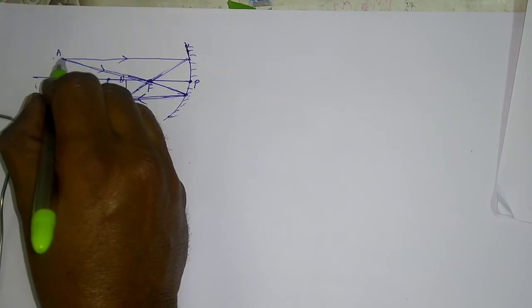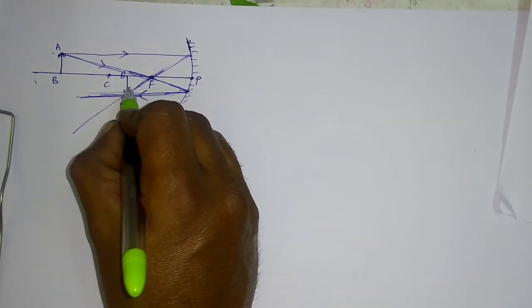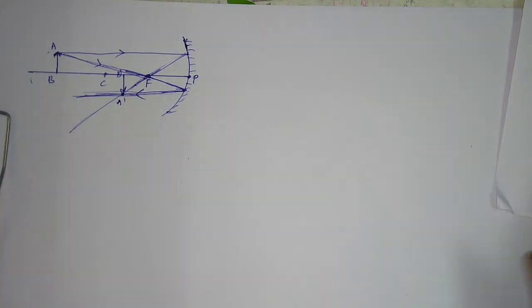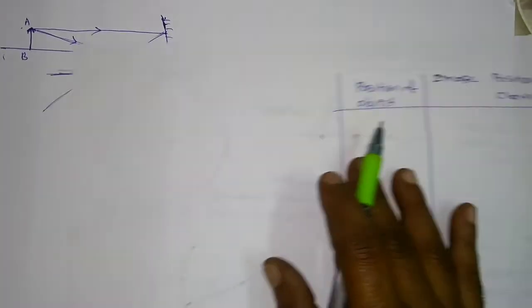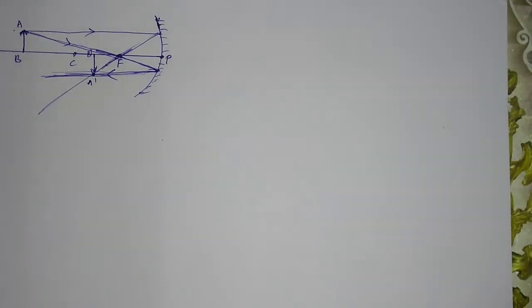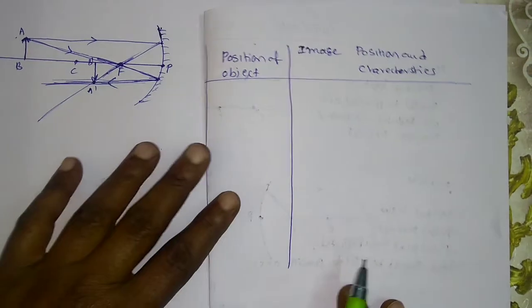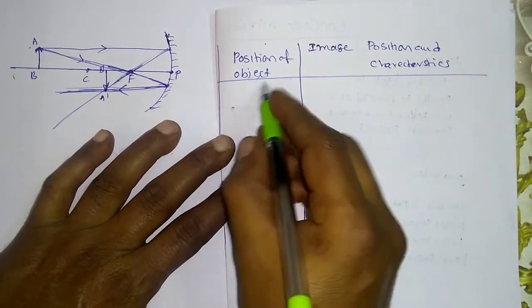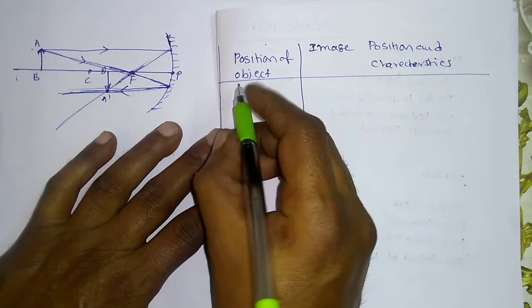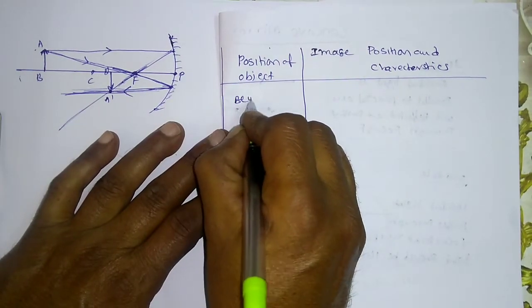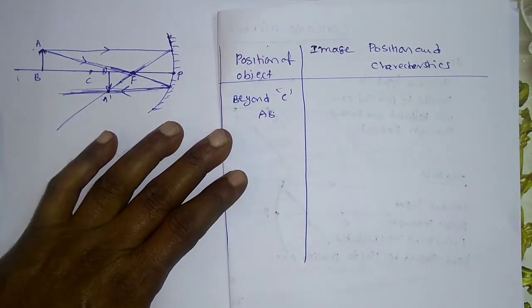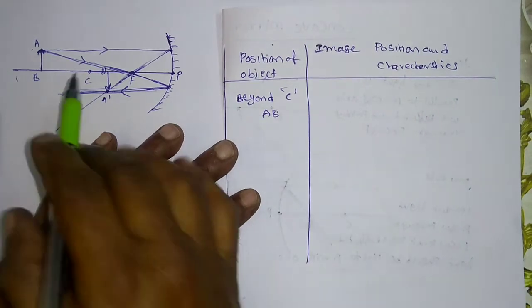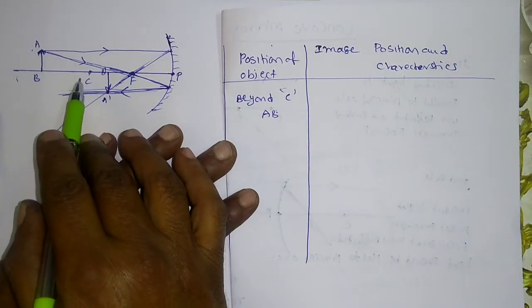Now, if you observe, the object is full size and the image will be a little bit smaller. Now, how can you know the characteristics? See this one. Here, the position of the object is beyond C. That is named AB. Where is the image formed? If you observe, the image is formed between the center of curvature and the focal point.